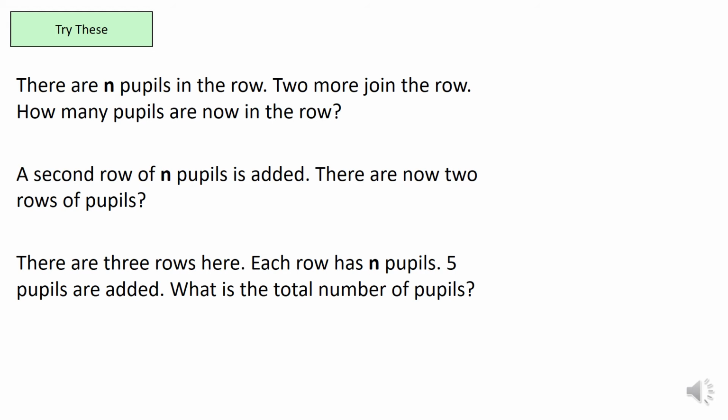Okay, so we should have done those 3. The first one, nice and easy. If 2 more people have joined the row, it's going to be n plus 2. Okay, so the row is n. We had 2 people join. It's going to be n, however many people are in n, plus 2 more people.